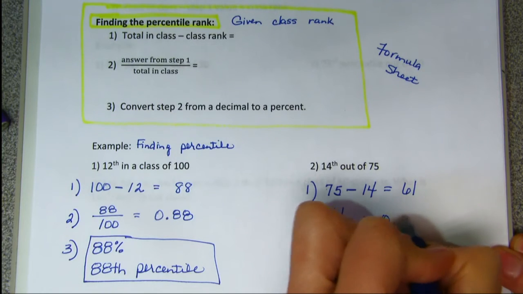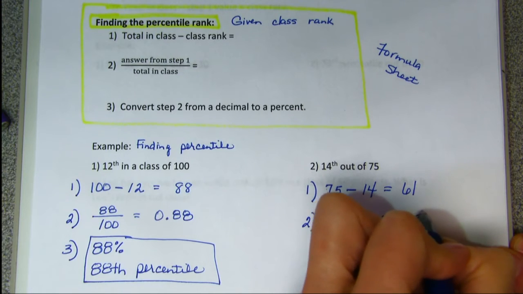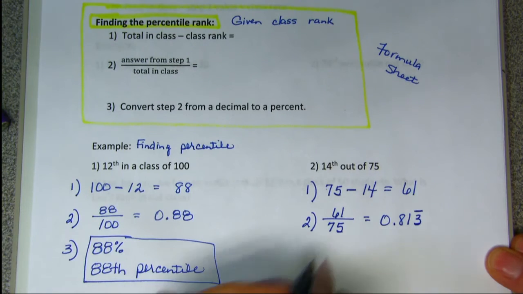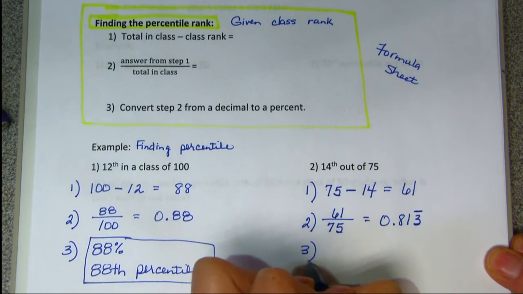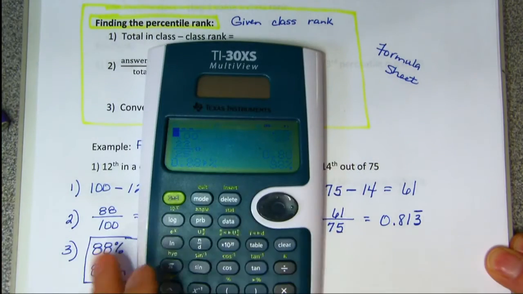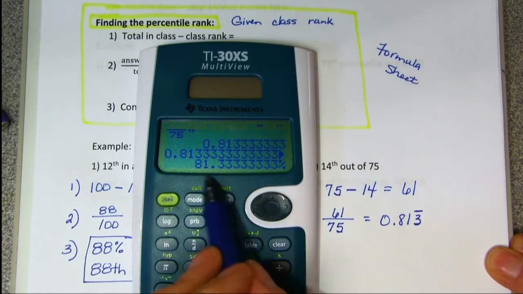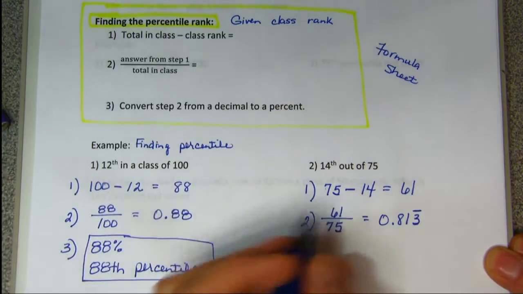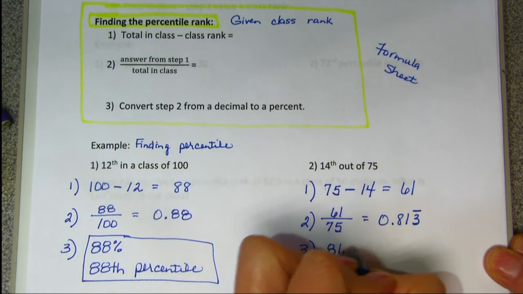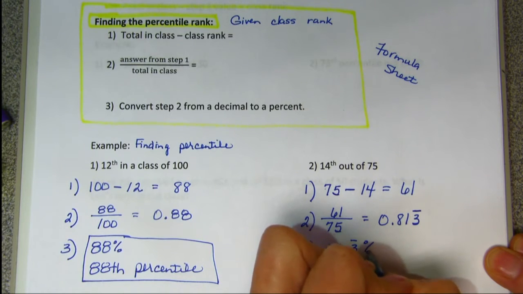And you get 0.813 repeating. So I'm going to convert that. So again, you can do all of this on your calculator. 61.75 decimal, convert to a percent, and it's 81.3% repeating. So 81.3 repeating percent.